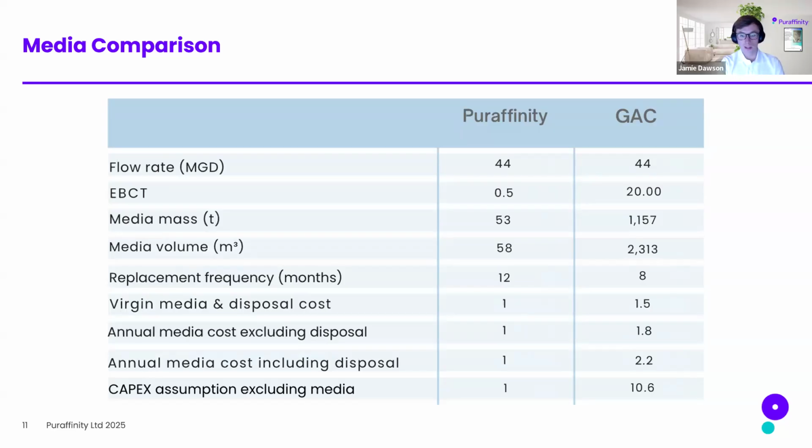So overall, significant CapEx and OpEx savings are available to these sites by using a product that can operate at such low contact times. This is, of course, a hypothetical case, so we're working with our existing clients that have been piloting and trialing our media on what this looks like at scale on business cases for the municipal settings.